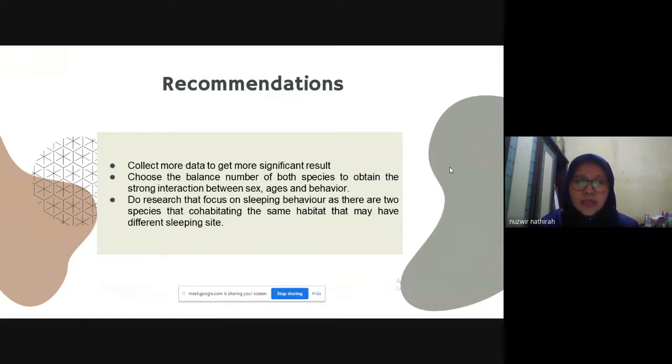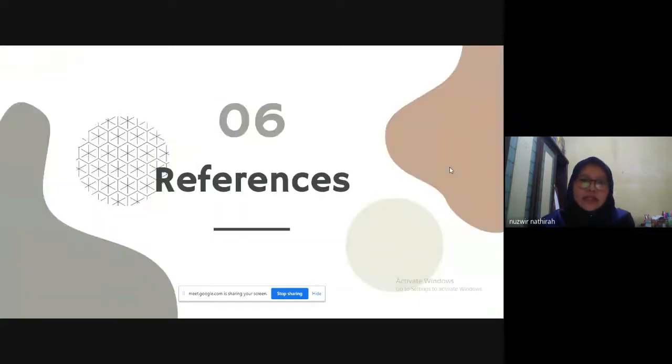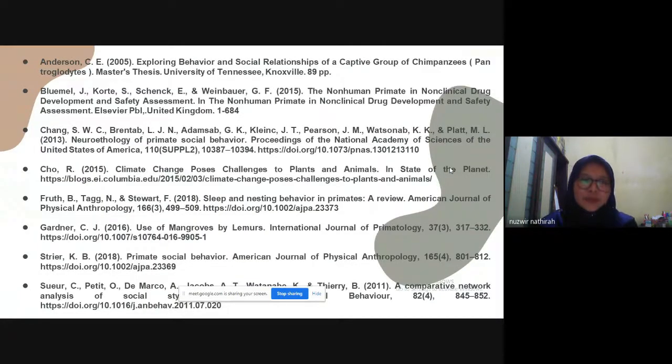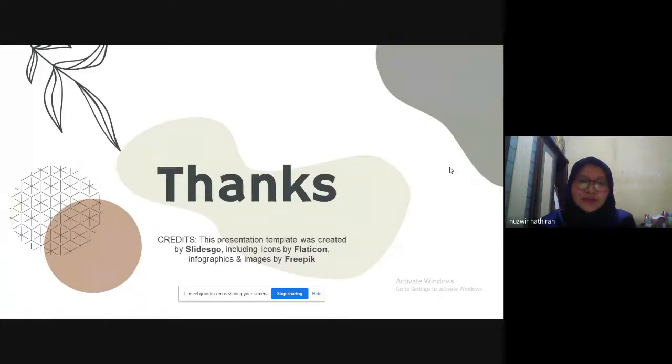Choose a balanced number of both species to obtain a stronger interaction between sex, ages, and behavior. The last one is to do more research that focuses on sleeping behavior, as there are two species cohabiting the same habitat that may have different sleeping sites. That's all from me. Thank you.